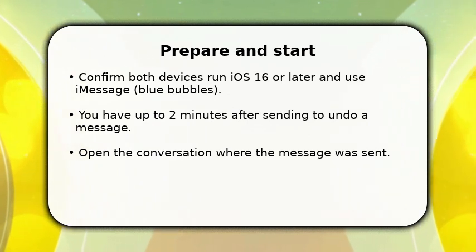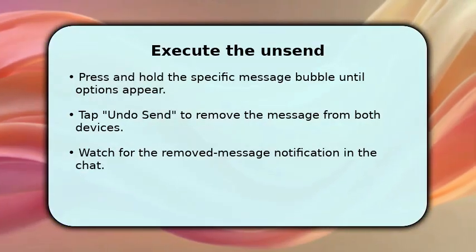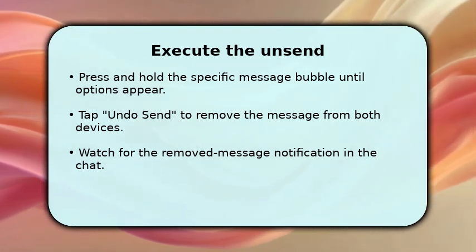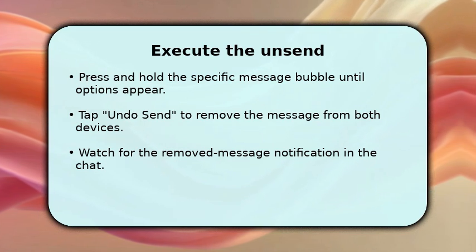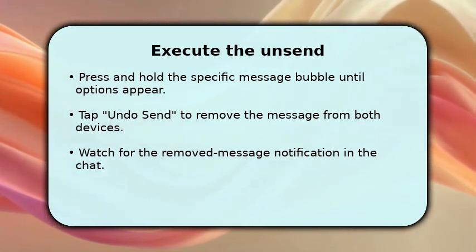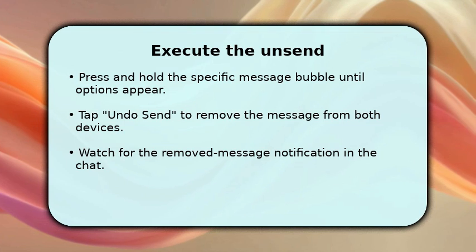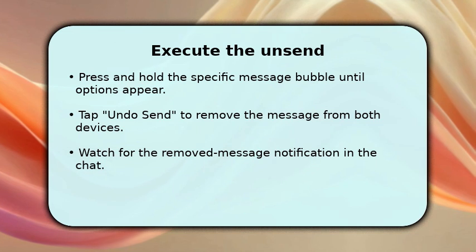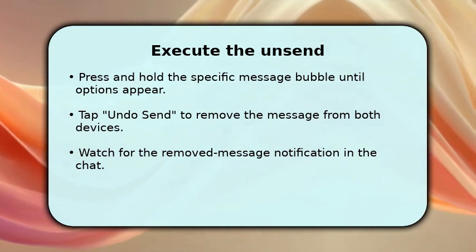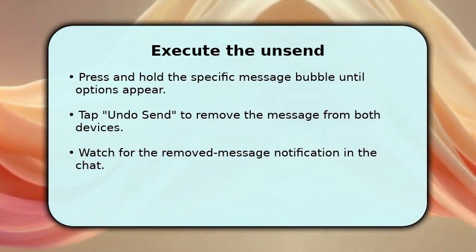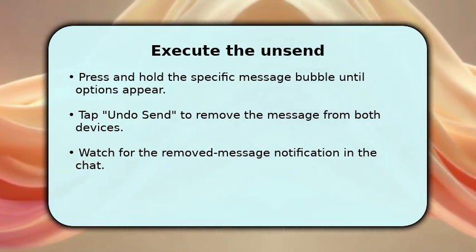Press and hold the message bubble. A contextual menu appears with Edit, Undo Send, and Reactions. Tap Undo Send right away to initiate removal. This removes the message from your device and usually from the recipient's device. Make sure to confirm the bubble disappears, and a small system note indicates you unsent a message. If you see Edit instead, you can alter content, but Undo Send is the one that deletes. If it doesn't work, move to troubleshooting steps next.